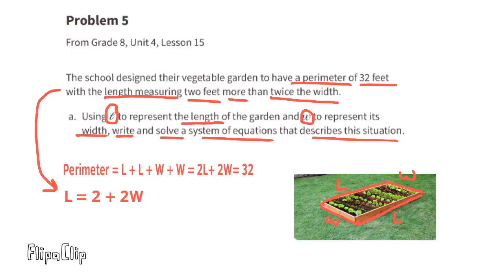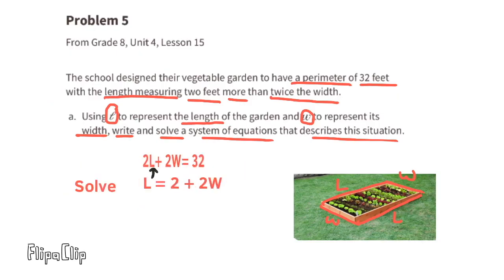So we know that the length equals 2 plus 2W. That means that we can substitute this L with 2 plus 2W. So we can rewrite this equation as 2 times (2 plus 2W) plus 2W equals 32. Next, use the distributive property. 2 times 2 is 4, plus 2 times 2W. Next, we can collect like terms. 4W plus 2W equals 6W.